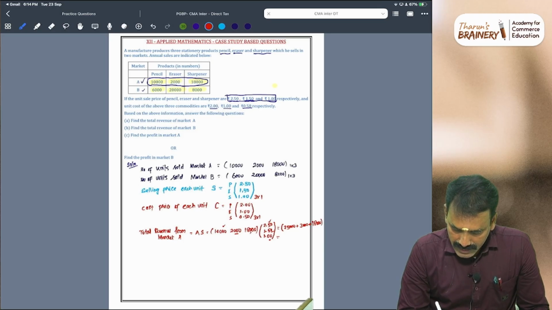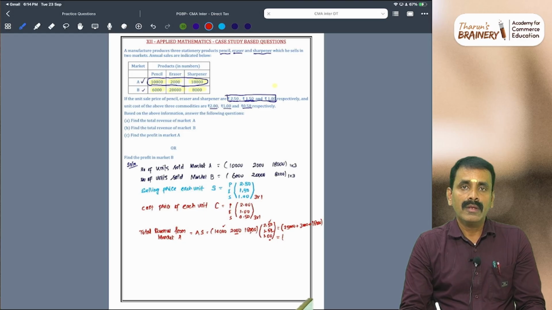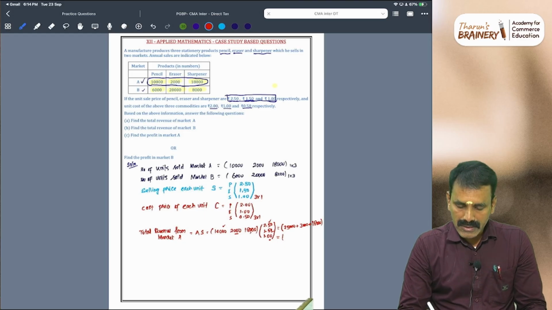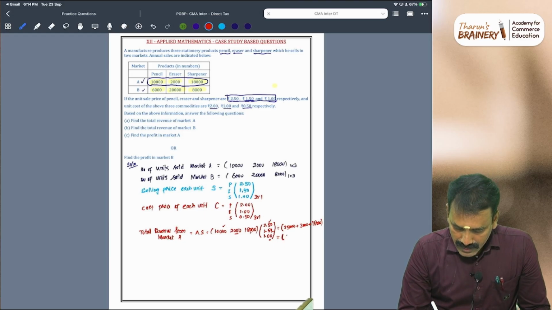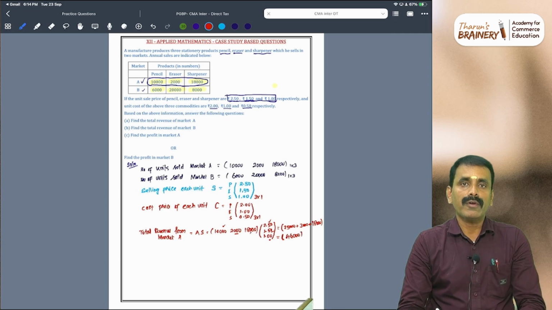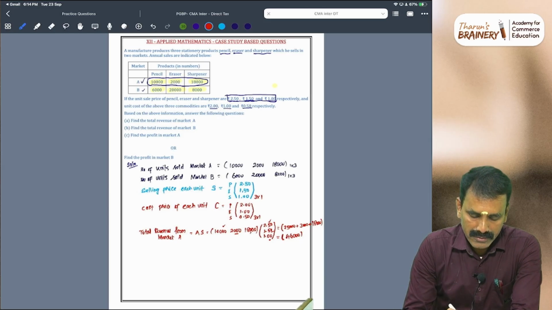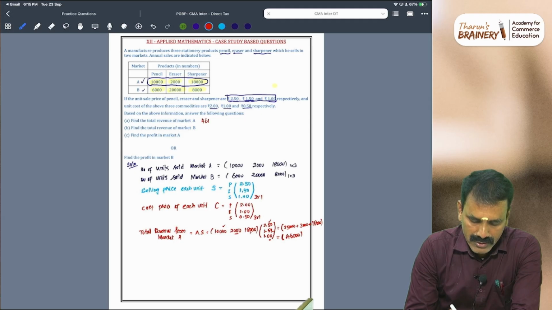So, when you add, the answer is going to be 25,000 plus 3,000, it is going to be 28,000. 28,000 plus 18,000, it is going to be 46,000. So, this is the total revenue from market A. This is the total revenue by selling the product for the producer from market A. So, the answer for the first question is going to be 46,000 rupees.